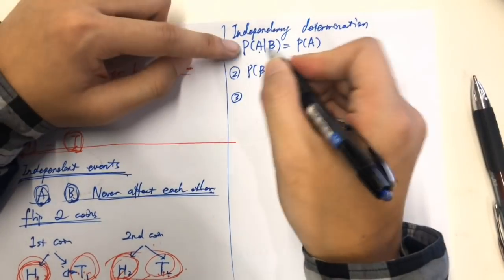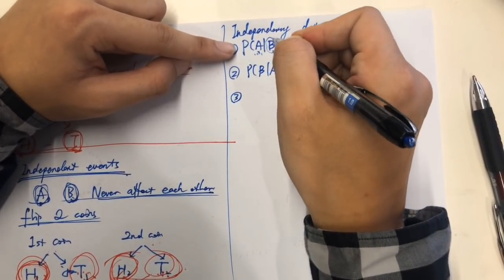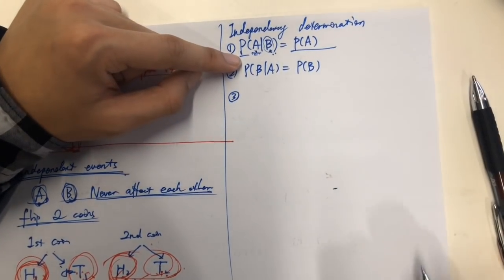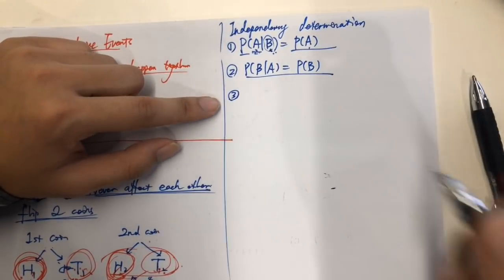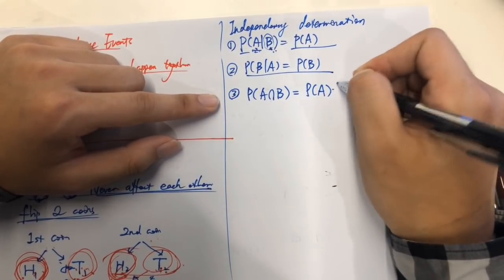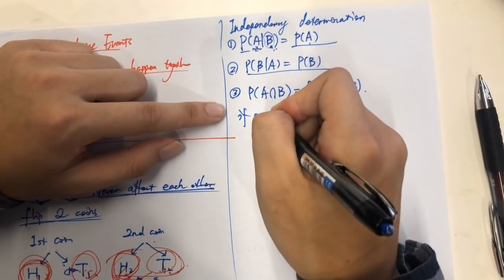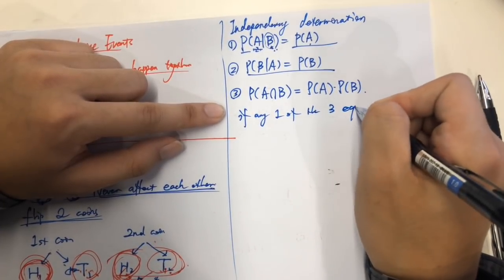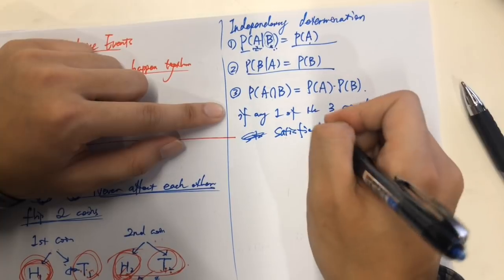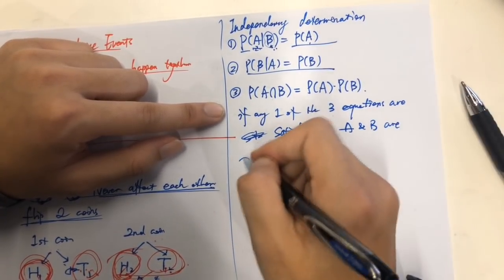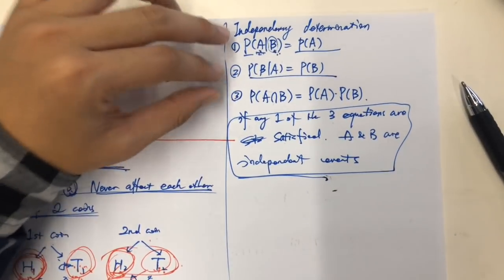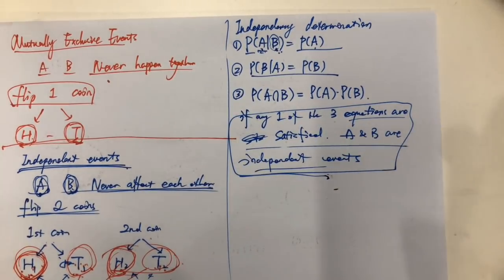You can see, because A and B's happening will never affect each other, the probability of B happening will never affect A's probability, right? So that's why the probability of A given B is just the marginal probability of A. And similarly, this also works, right? And lastly, you also learned probably, the probability of the intersection of A and B will equal the probability of A multiplied by the probability of B. So if any one of the three equations is satisfied, then we can say A and B are independent events, okay?